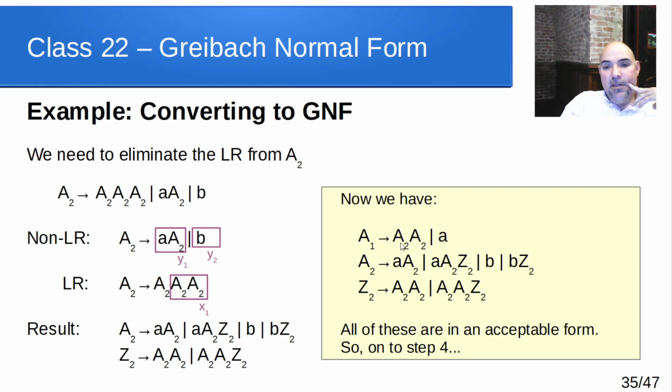Notice lower number, bigger number. AI producing a terminal. Lower number, terminal, terminal, terminal, terminal. These are all okay. They start with a single terminal and then only have variables afterwards. Now this one, Z2, that produces A2, but notice in this case this number is okay because this is the new variable. We're not having an A going to something with a lower number. Okay, so on to step 4.